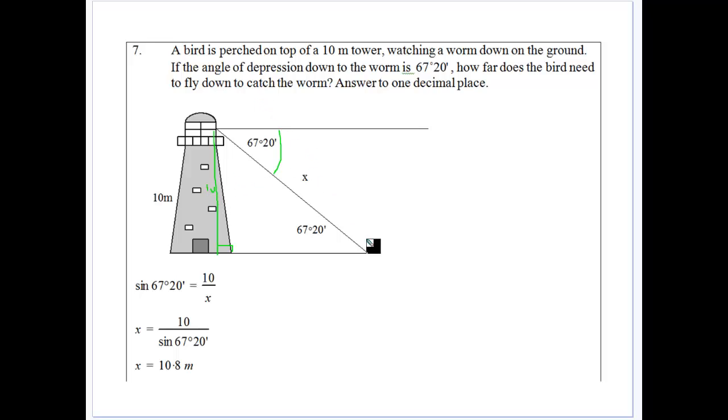How far does the bird need to fly down? Well, assuming it goes down in a straight line, that would be the hypotenuse. And that's going to be our other angle, because again, these two are the horizontal, which means they're parallel. So we look at this one and go, well, I've got a 10-meter side here, which is the opposite of that angle, and I've got the hypotenuse, so I'm going to have the sine ratio. So x would be equal to 10 over sine 67 degrees 20, which gives us 10.8. Which makes sense. It's a little bit more than 10, which is good.